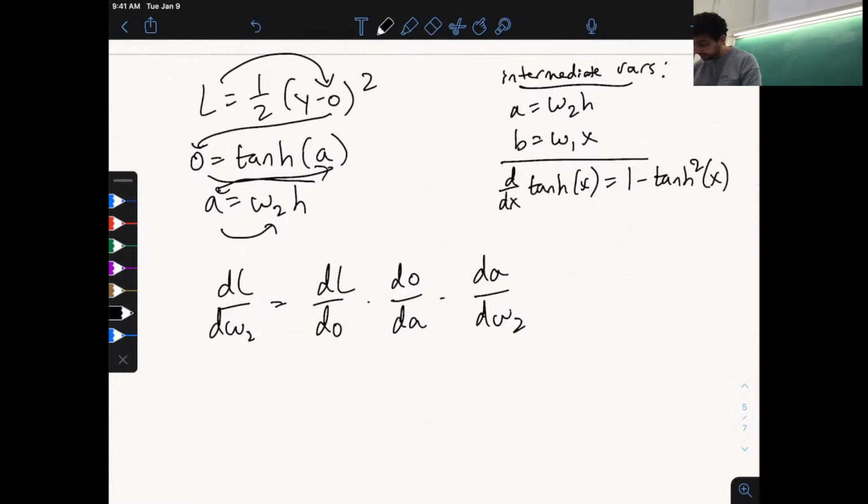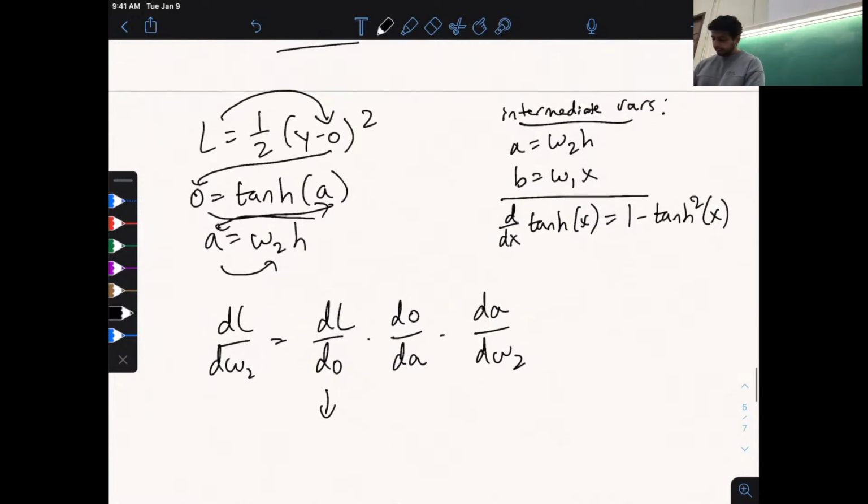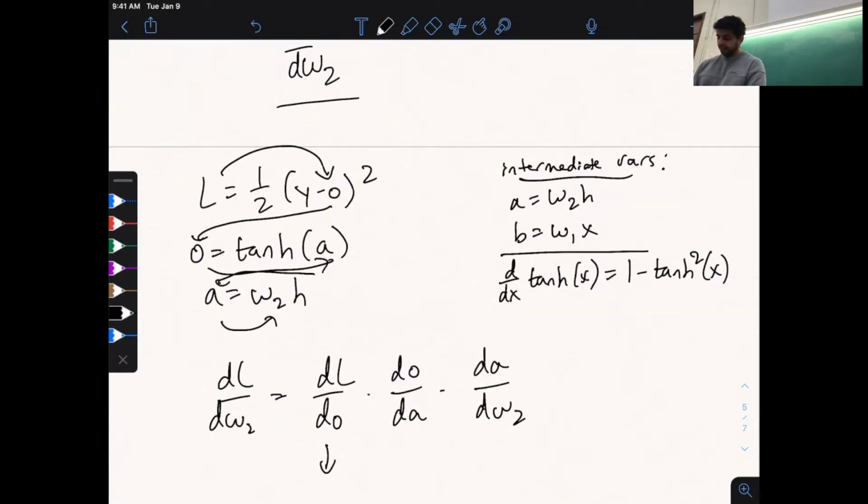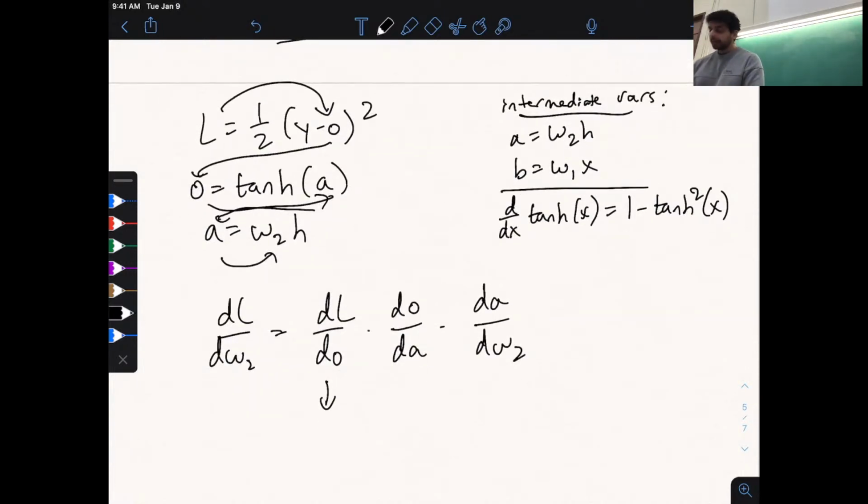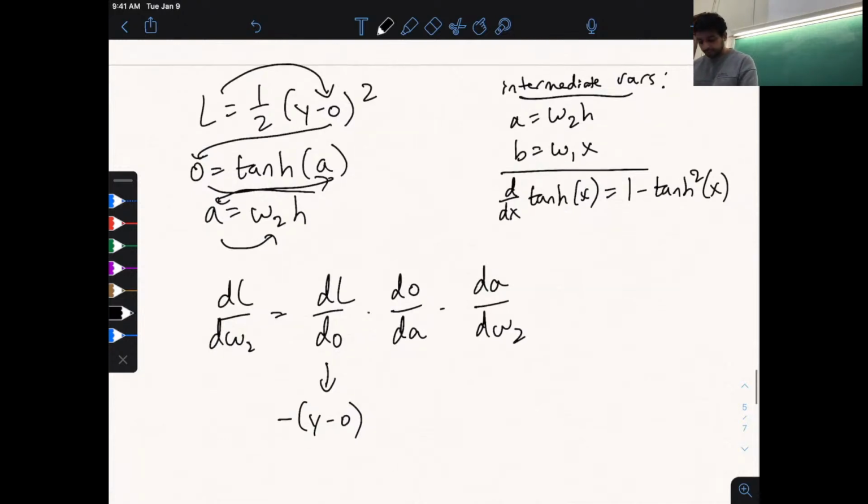So let's start with this one. If you look at L and then you look at dL/dO, the partial derivative is quite straightforward. So if you remember from basic calculus, I have this squared term here. I'm going to multiply it with the rest of the equation. So I get y minus o. And then the o also has a negative attached to it, right? So my entire partial derivative here is just going to be negative (y minus o), right? This is just basic differentiation.